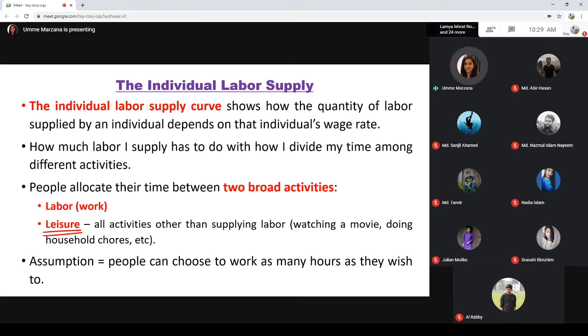But when I am not working for 1 hour, what am I doing in its place? If I don't work for 1 hour, what do I do instead? I spend the time on leisure, so I will be enjoying some leisure activities. So that's the trade off. You're comparing between working 1 hour versus spending 1 hour on leisure activities. If you work 1 hour, what is your opportunity cost? What do you have to sacrifice if you work 1 more hour?